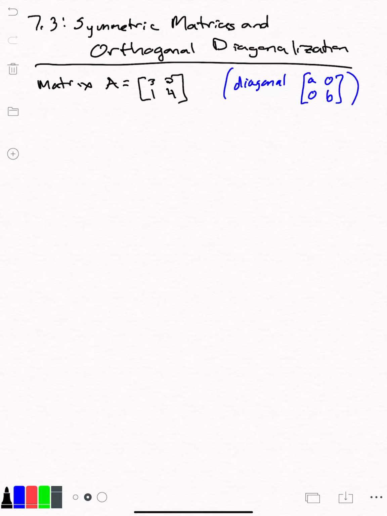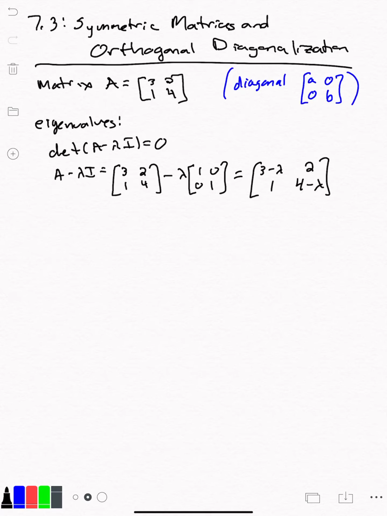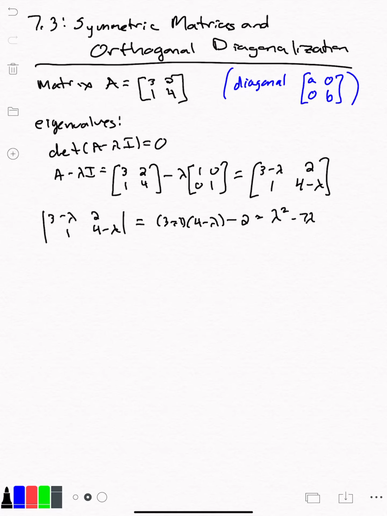But we're going to do something to it to turn it into a diagonal matrix in some way. And the whole process is to find the eigenvalues and eigenvectors. So let's go ahead and do that here. For the eigenvalues, you solve the problem determinant of A minus lambda I equals 0. So A minus lambda I is 3, 2, 1, 4 minus lambda times the identity. And this works out to be the matrix 3 minus lambda, 2, 1, 4 minus lambda. Then we take the determinant of that and set it equal to 0. So this would be 3 minus lambda times 4 minus lambda minus 2, which is lambda squared minus 7 lambda plus 10. We set that equal to 0, and we can factor that.